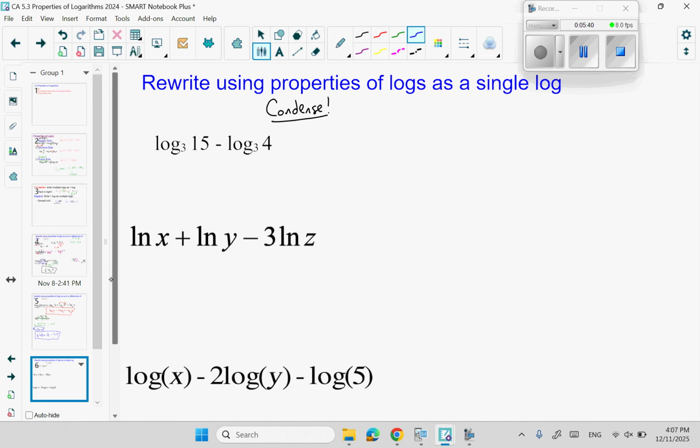Okay. Here, we're going to condense, the opposite. I'm subtracting, which means I'm going to first make sure that these are the same. Yep, they're both log base 3, so we're all good. And then I could just do 15 divided by 4.